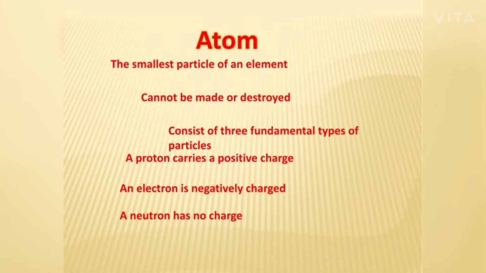Here protons and neutrons are present inside the atom. That part is called the nucleus. Electrons revolve around the nucleus in a particular path. That is called an orbit.